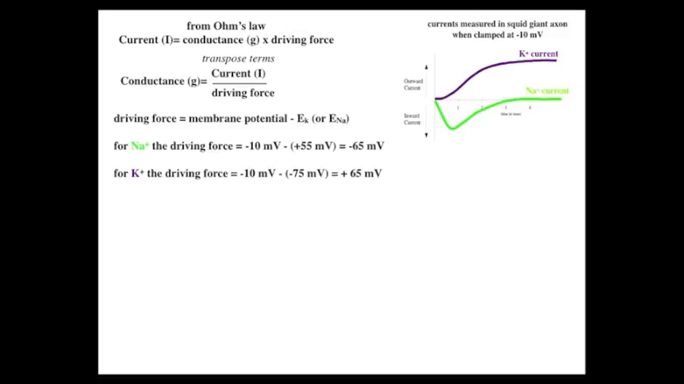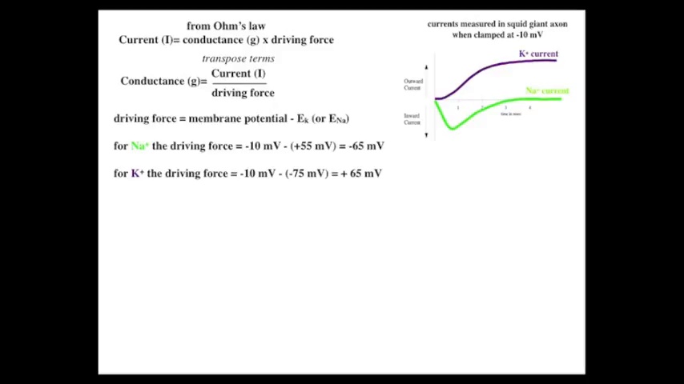And now we're going to transpose terms such that conductance, because that's what we're interested in, abbreviated little g, is going to be equal to the current divided by the driving force. And the driving force, of course, is nothing more than the membrane potential minus the equilibrium potential for that ion, which either could be potassium or sodium, and it's fixed. It's a non-varying quantity in voltage clamp.